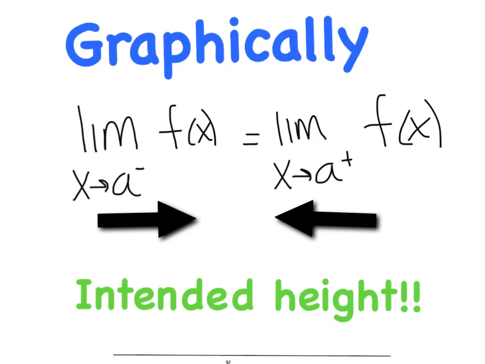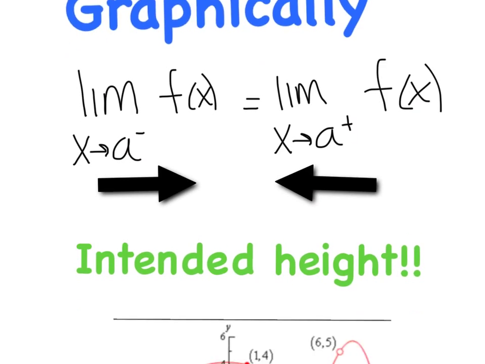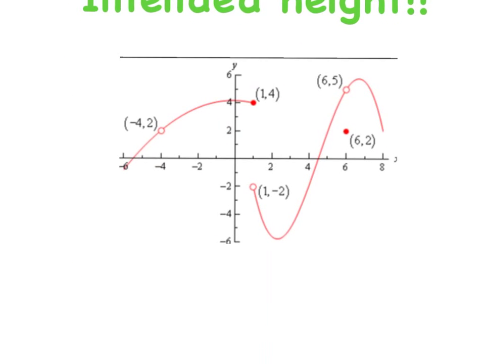Alright, so now we're going to take a quick look at limits graphically. So you'll notice we have the definition of a limit down. You should be pretty familiar with it by now, but let's get it in there anyway. The limit as x approaches a from the left of f of x has to equal the limit as x approaches a from the right of f of x. So basically, as I go this way and this way, I have to meet each other. And the easiest way to think of this is a function's intended height. Okay? So let's go ahead and take a look at this picture.